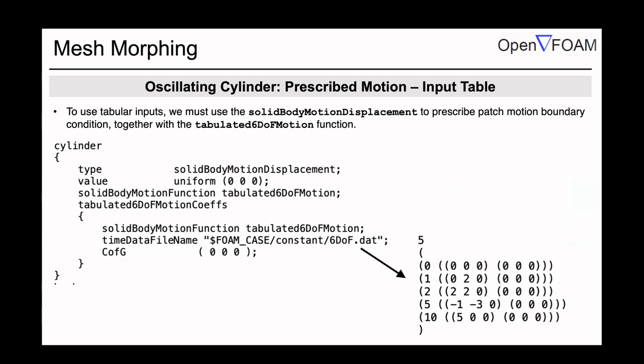So if you want to give an arbitrary motion which does not have any closed form equation, you can generate the motion in MATLAB or Python and then include the table here. For that, your solid body motion function has to be changed. Instead of oscillatory rotating motion or anything like that, you have to use tabulated 6 degree of freedom motion. Clear?